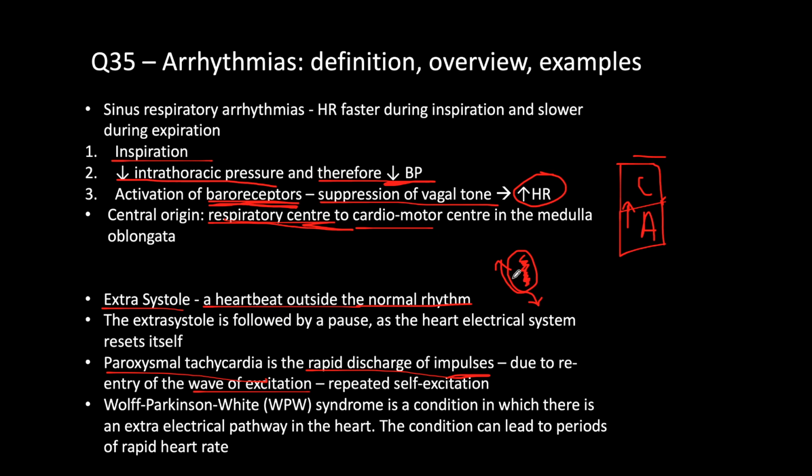And this is an example of this: Wolff-Parkinson-White syndrome, which is a condition where there's an extra electrical pathway in the heart. I think it's called the pathway of Kent. So there's an extra pathway, and so this is an opportunity for the wave of excitation to cause a re-entry, again leading to periods of rapid heart rate.